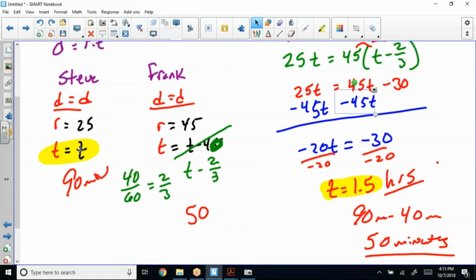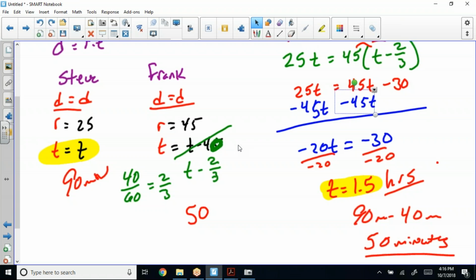Guys, I wrote mine in terms of T being Steve, right? Steve left first, so I put my times in T with Steve. So Frank had to be less than my total time, right? So that's why it's T minus. And we converted the 40 minutes over into an hour, which is 2/3 of an hour. So that's why it's T minus 2/3. So that's the two scenarios of how to work that problem.